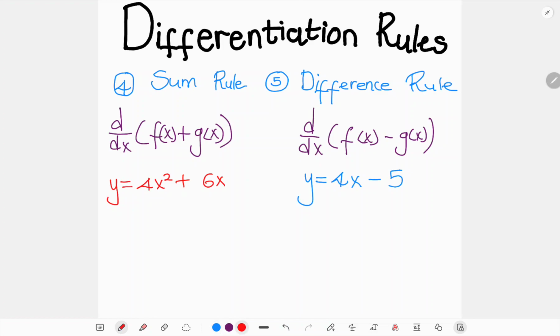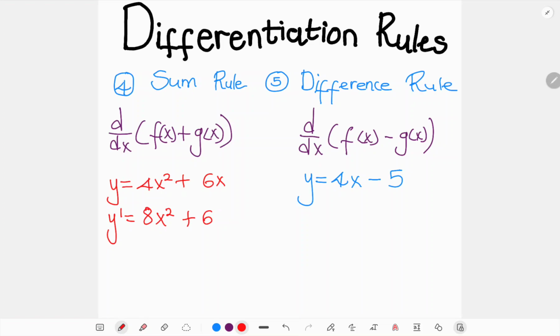Okay, let's do the sum rule. The sum rule says that whenever you have something like this, you derive each term. Remember, we have two terms in this case. So we derive each term, and y prime becomes, what's the derivative of 4x squared? It becomes 8x. And then what is the derivative of 6x? It just becomes 6.